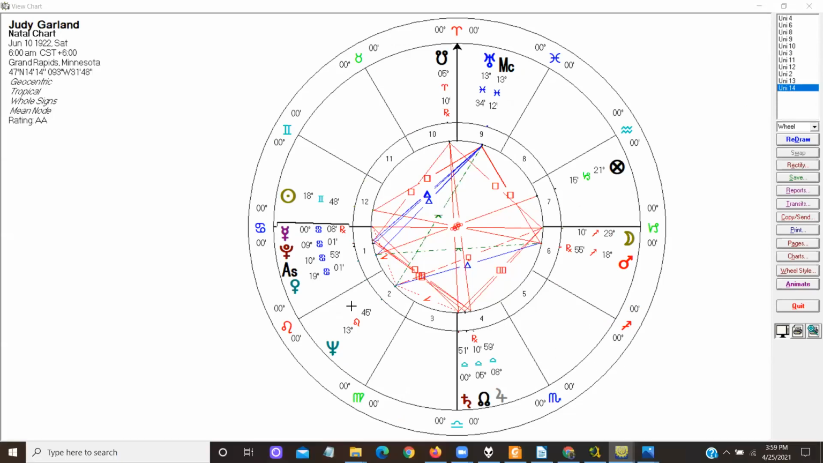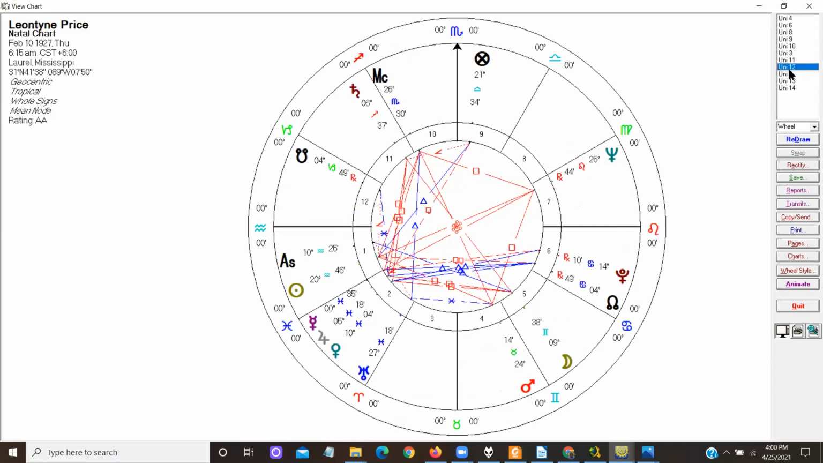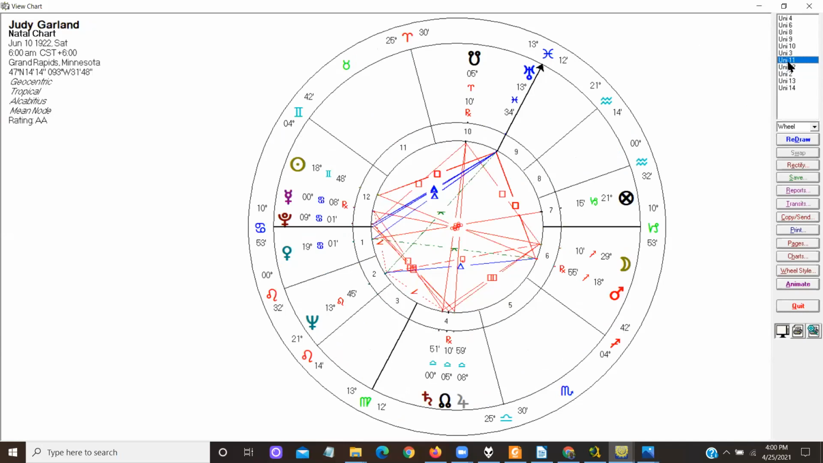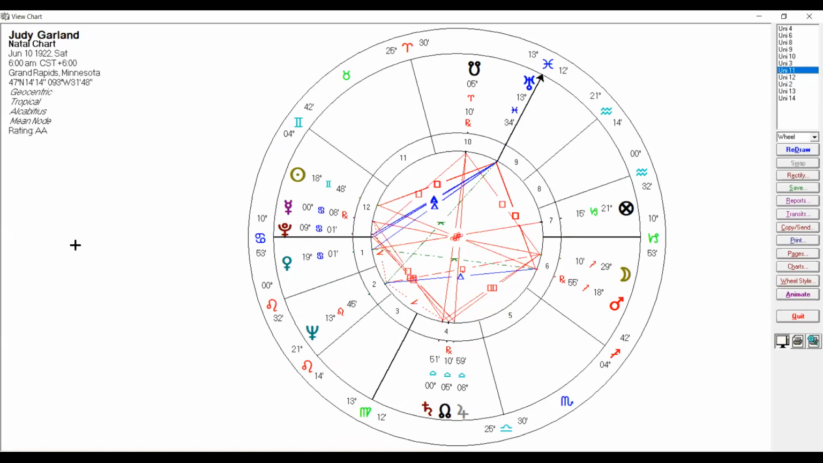Okay, Judy Garland. So we're looking for the sun or moon in, oh, this is the whole sign. Hold on a second, I don't want to use the whole sign, for right now. Okay, so we're looking for the sun or moon in an angle, right?